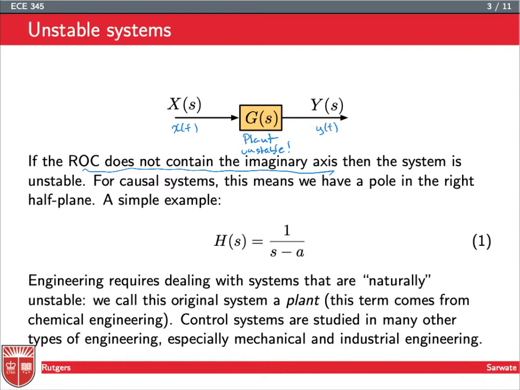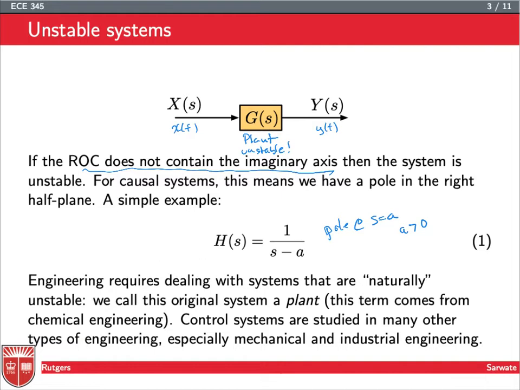And if we think of G as being a causal system, which is usually a good assumption in control systems, that means we have a pole in the right half plane, right? So a simple example is just having a pole at s equals a, right? And a is positive, so a is greater than 0.